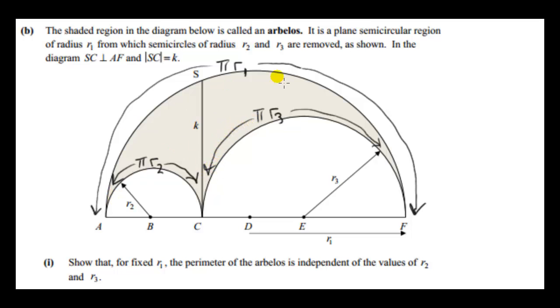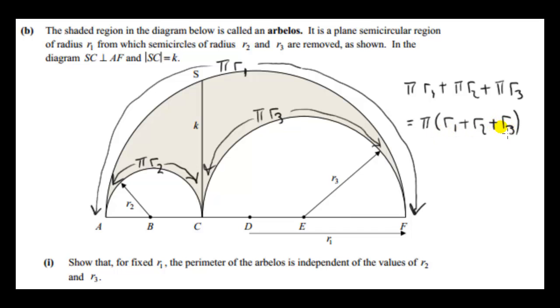So to get the perimeter of the Arbelos, that is the shaded region, we just have to add these three quantities together. It's pi r1 plus pi r2 plus pi r3. We can factorize pi out of this, of course. So we have pi into r1 plus r2 plus r3. So the sum of the three radii.